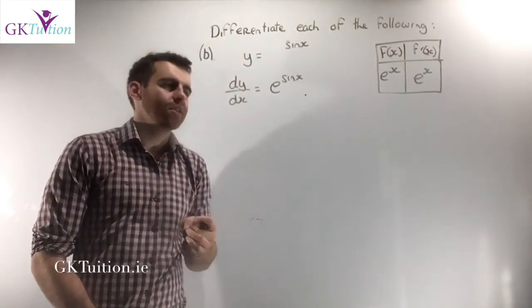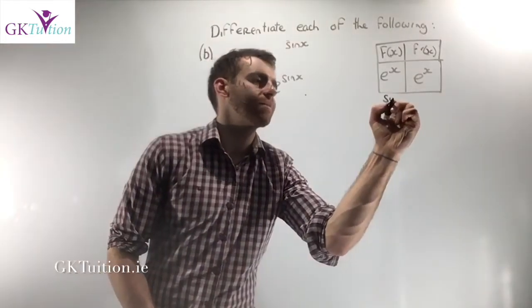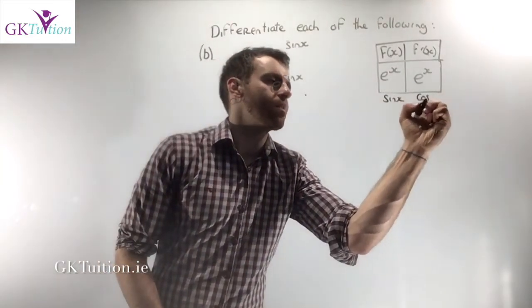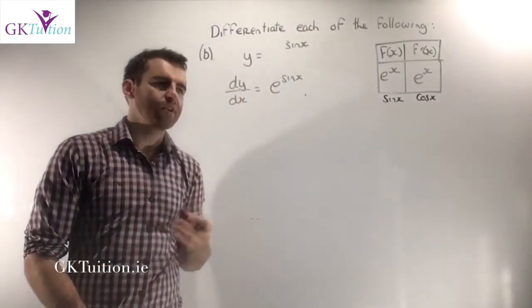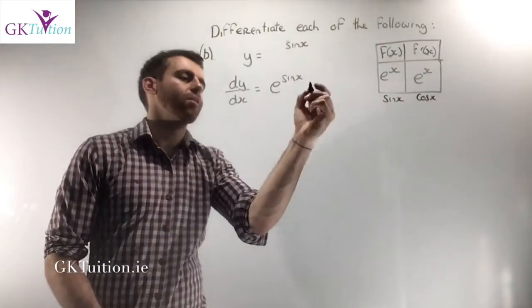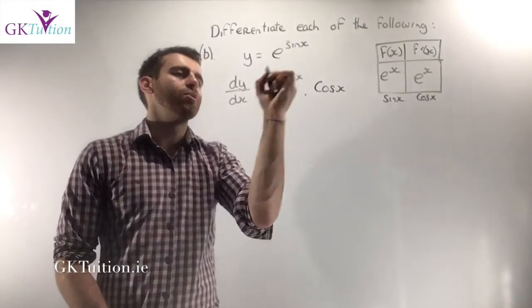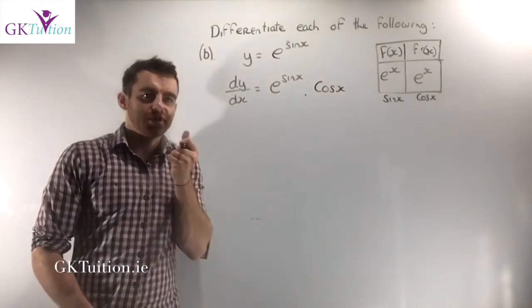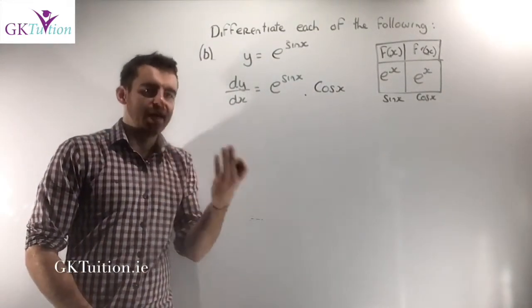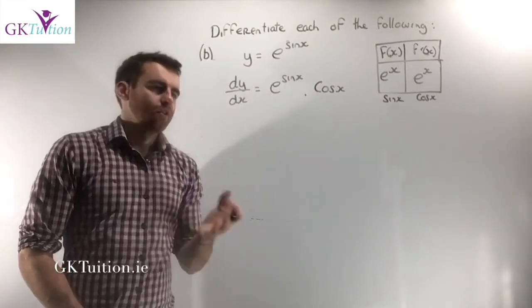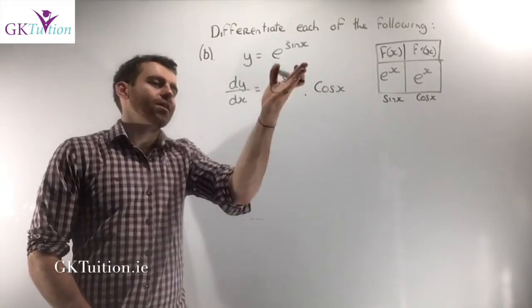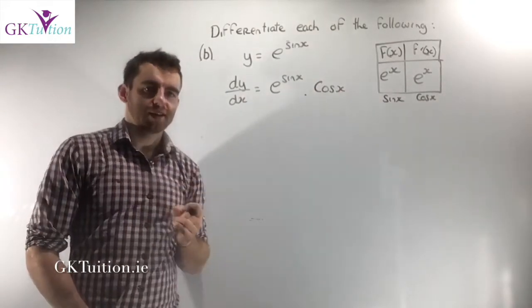In my maths tables, it tells me that if I have sine x, the derivative of sine x is cos x. So I can now use that rule. If I have sine x here, the derivative of sine x is cos x. So there's two steps to that one. We first deal with the exponential, and then we deal with the trig. So the final answer there is just e to the sine x multiplied by cos x.